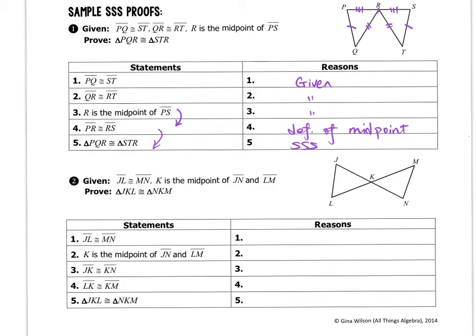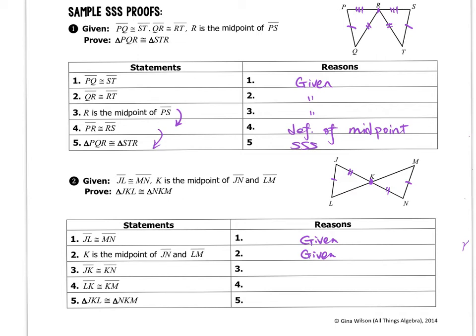All right. Same thing with the second problem. We have JL is congruent to MN. So JL is here, MN is here, and K is the midpoint. If K is the midpoint, we can prove JK and KN are congruent. And then we're asked to prove these 2 triangles are congruent. So the first 2 points are given problem. Then we drew the conclusion K is the midpoint of JN.